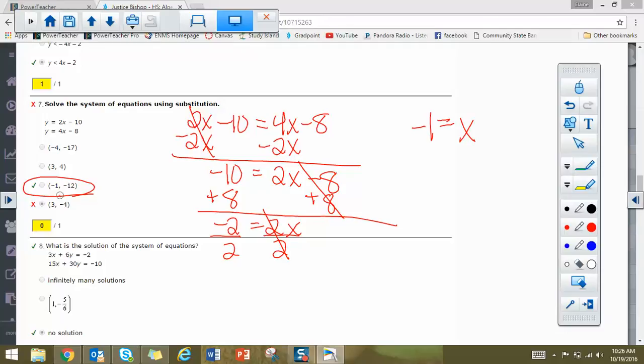But if you wanted to figure out what y is, you take the -1 and plug it back in for x in the original equation. So you have y equals 2 times -1 minus 10. 2 times -1 is -2, so -2 minus 10 is -12.